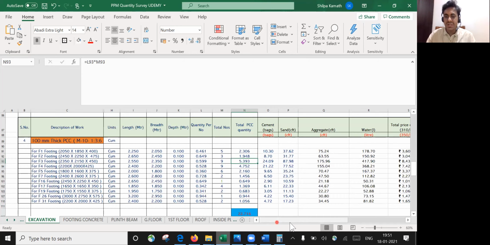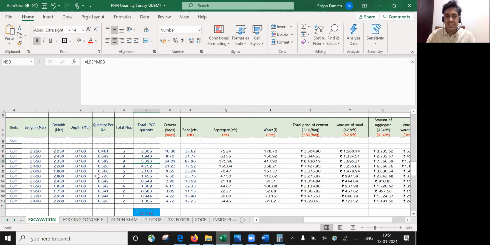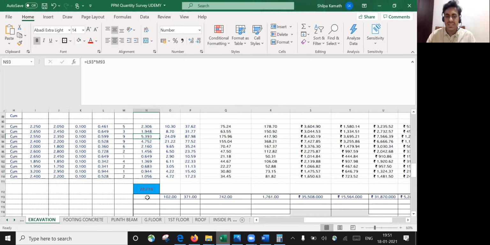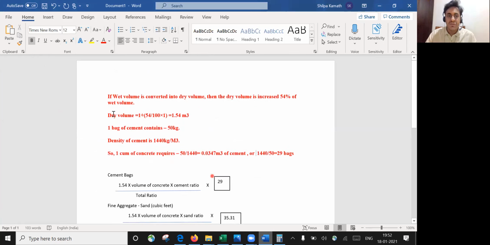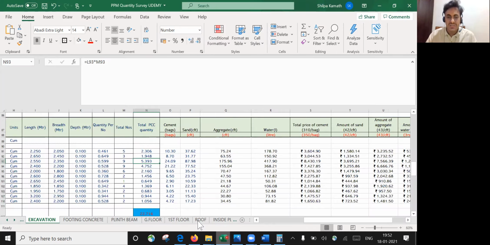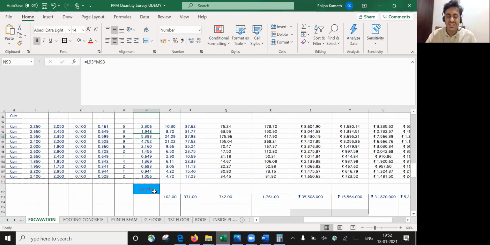Now the interesting part is that since we have found the concrete quantity, I need to check how much cement, sand and aggregate are required. For that, we need to understand this. The 22.716, let us say 23 cubic meter we got is concrete, but it is wet concrete. I need to convert this into dry concrete and then see how much cement is required.